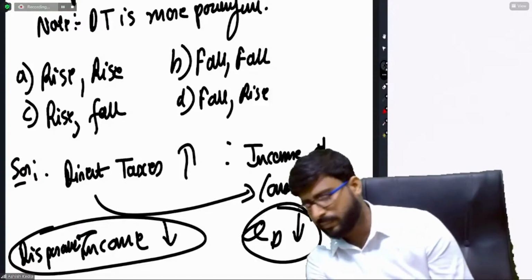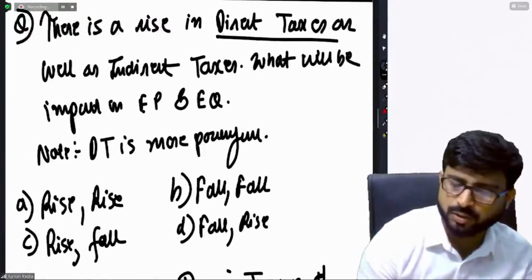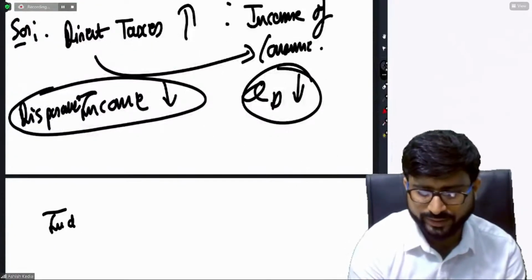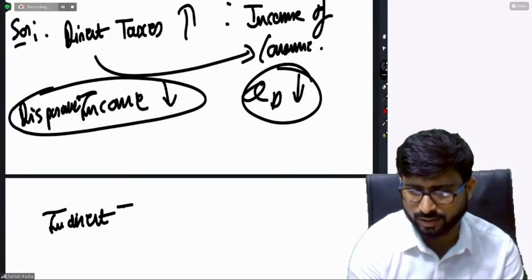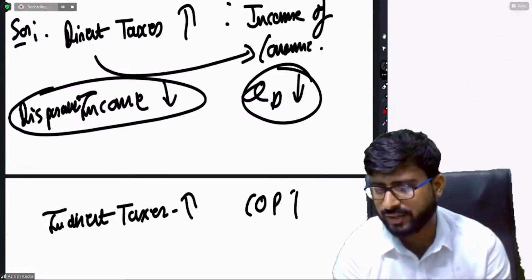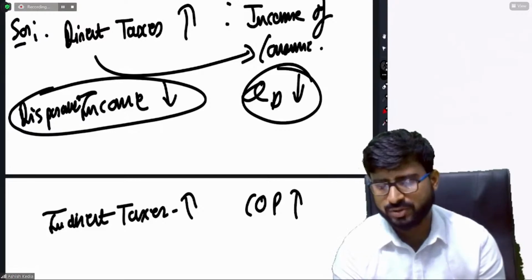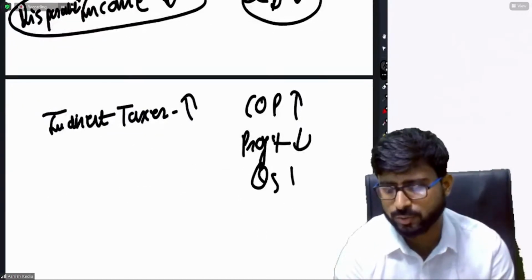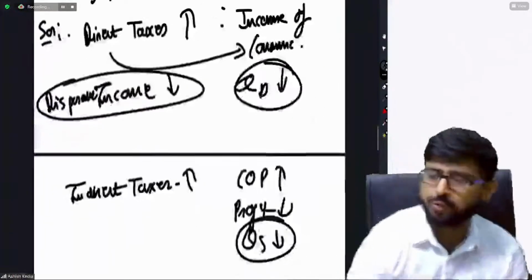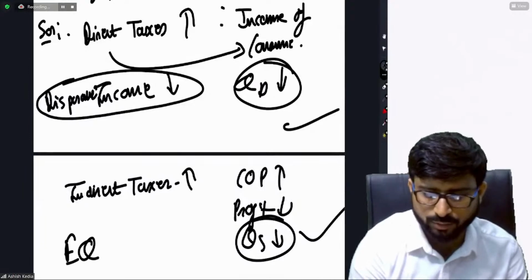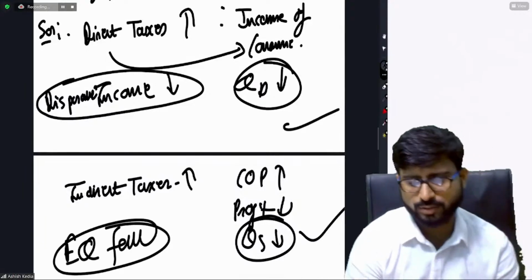Number one scenario. Number two, indirect taxes are also rising. Now, friends, if indirect taxes are rising, the cost of production is rising. So producers' profit margin is falling. So quantity supplied will also fall. So it is a question where both demand and supply are falling. So obviously equilibrium quantity will also fall.